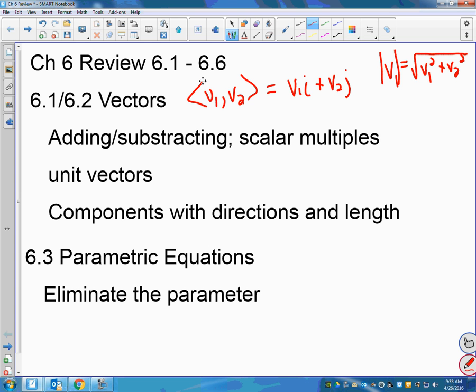Unit vectors, remember that a unit vector is really nice because it has a length of 1. So there's a formula for that. To find a unit vector, you take 1 over the magnitude of your vector, and you just multiply that by B1, B2. Basically, you divide the vector by its magnitude, and you get a unit vector.